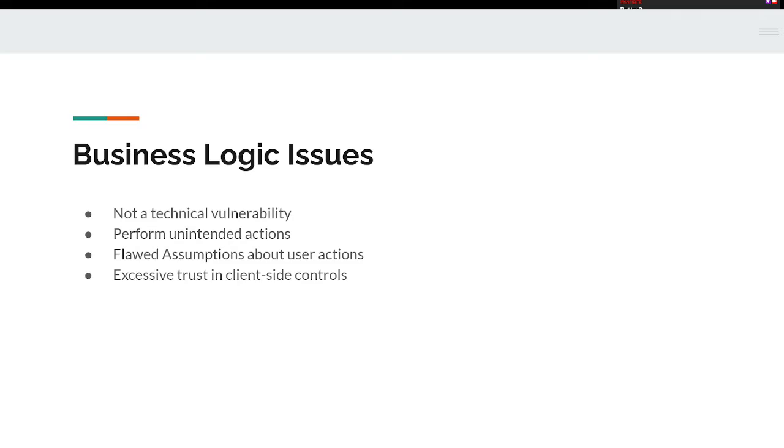And this all mostly stems from excessive trust in the client-side controls. So even if you have a JavaScript front end that protects you from putting in negative numbers, you may be able to capture that in the request or modify the page, or get around it somehow and perform illegal actions, as it were.